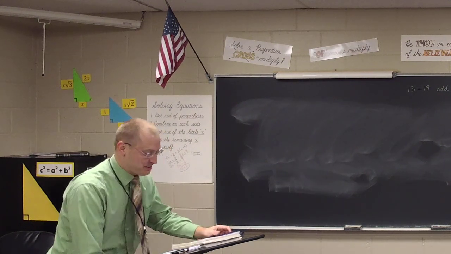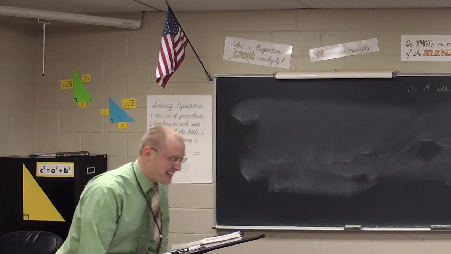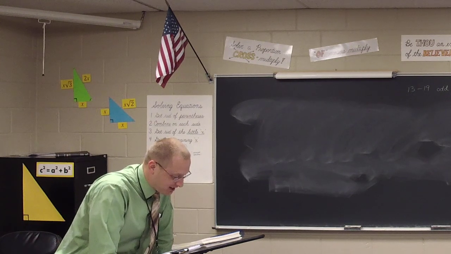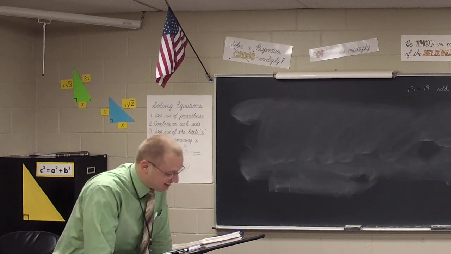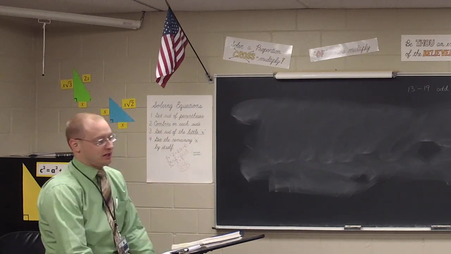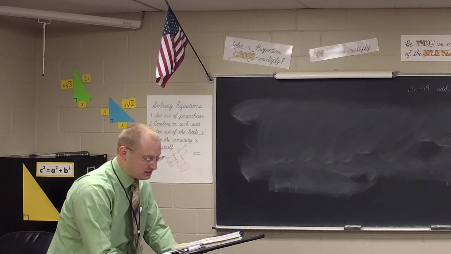Turn the page. Number 17. What do we get when we add, Lana? 5x squared, positive x, negative 6. Yep. Number 19, what do we get, Dylan? 9a squared, positive 6a, negative 6. Good. Again, that was 9a squared, positive 6a, negative 6.